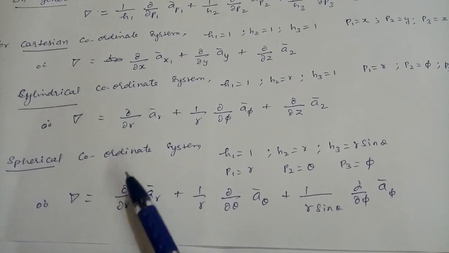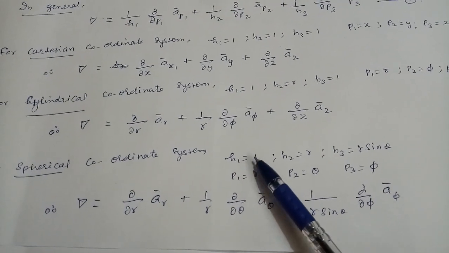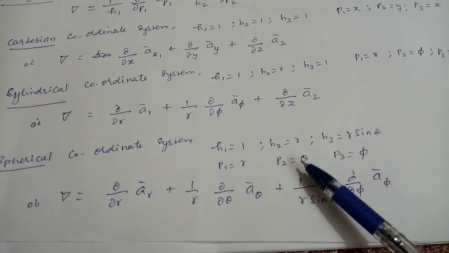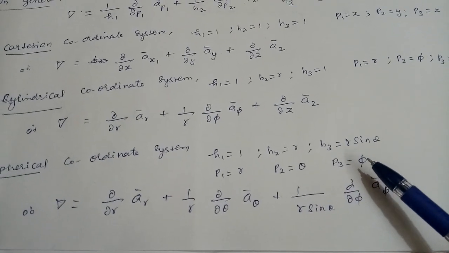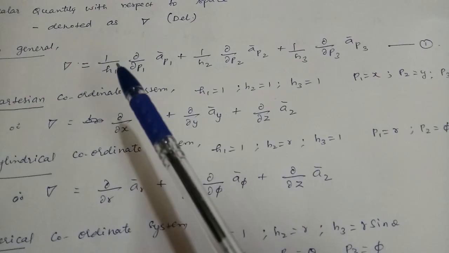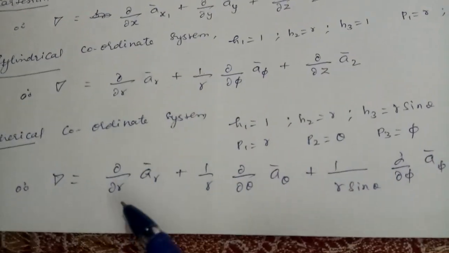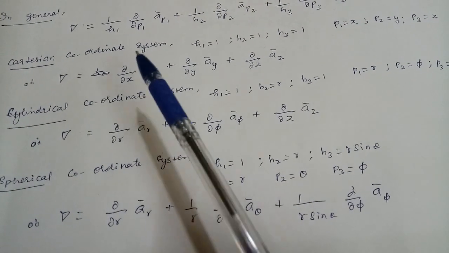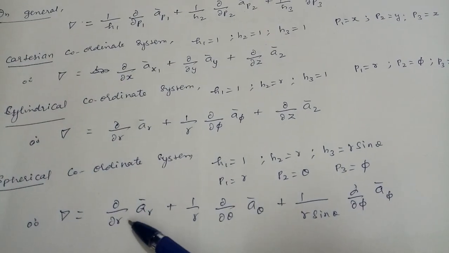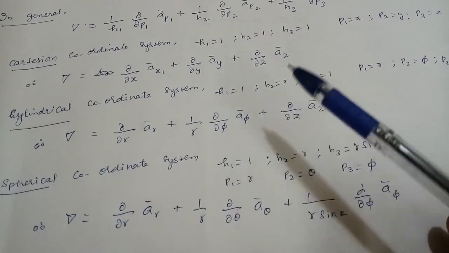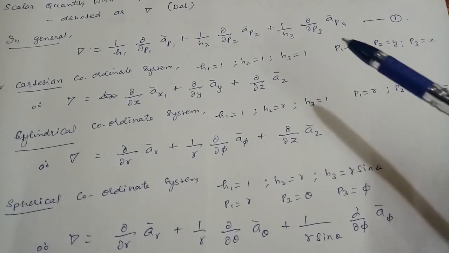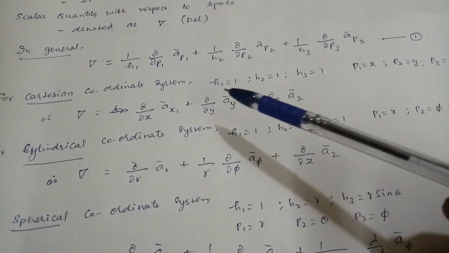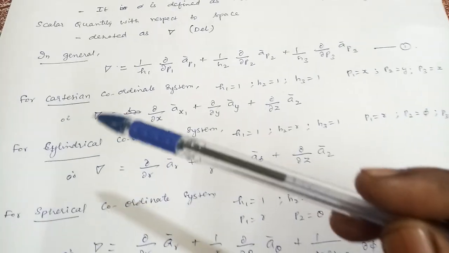And the last one is the spherical coordinate system. h1 value is 1, h2 value is r, h3 value is r sin theta. So p1 is equal to r, p2 is equal to theta, p3 is equal to phi. Substituting these values in equation 1, you have the del operator for the spherical coordinate system. For p1 you substitute r, for p2 you substitute theta, for p3 you substitute phi, and h3 is equal to r sin theta. So this is the del formula for all the coordinate systems.